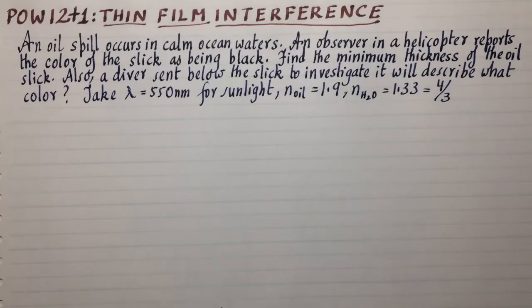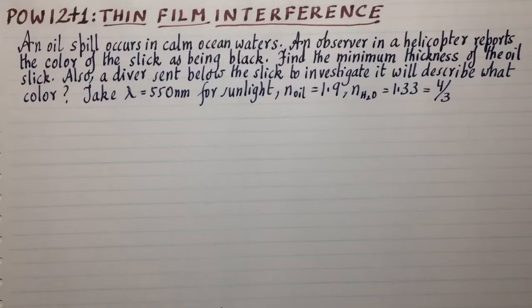So this is a typical problem in thin film interference. You have an oil spill that occurs somewhere in the ocean in calm waters, which just rules out waves and other disturbances. And you have an observer in a helicopter sent out to investigate the slick, who reports the slick as being black, meaning that no light is reflected. So find the minimum thickness of the oil slick.